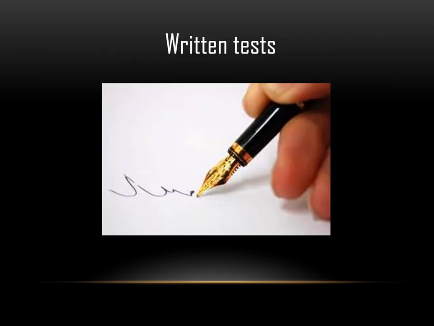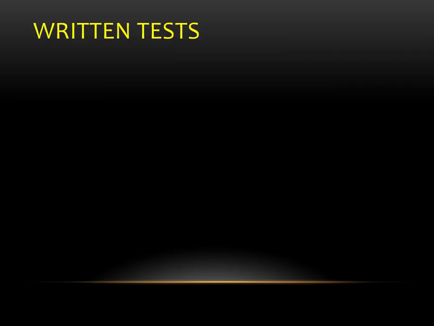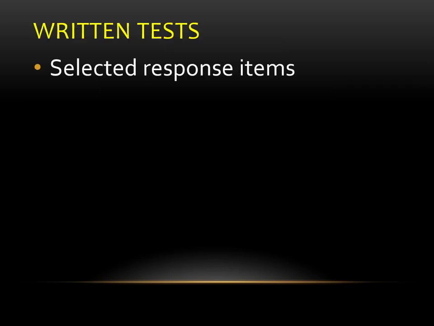So what are written tests? What are the types of written tests? Now, written tests are classified as two types. The first type is called the selected response items. So in that written test, you use items and the students select the correct answer. For example, the MCQs, and MCQs are multiple choice questions. The term was used for a very specific type of questions.